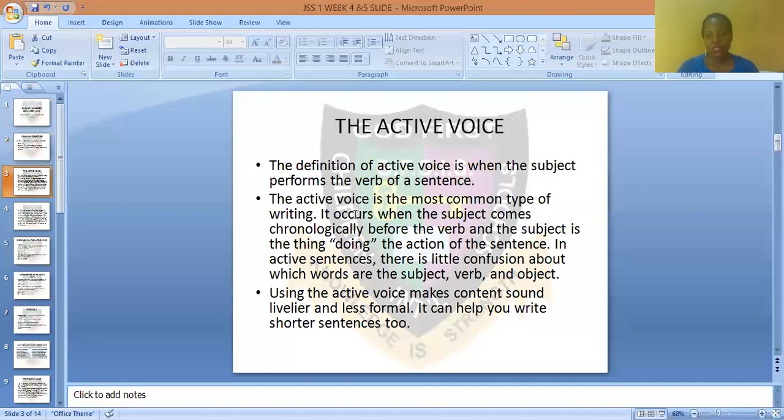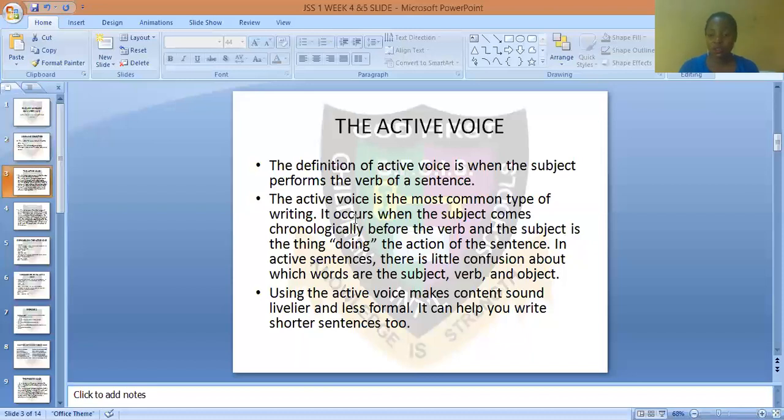To start with the active voice. The definition of the active voice is when the subject performs the verb of a sentence. The active voice is the most common type of writing. It is used commonly in writing rather than the passive voice. It occurs when the subject comes chronologically before the verb and the subject is the thing doing the action of the sentence.